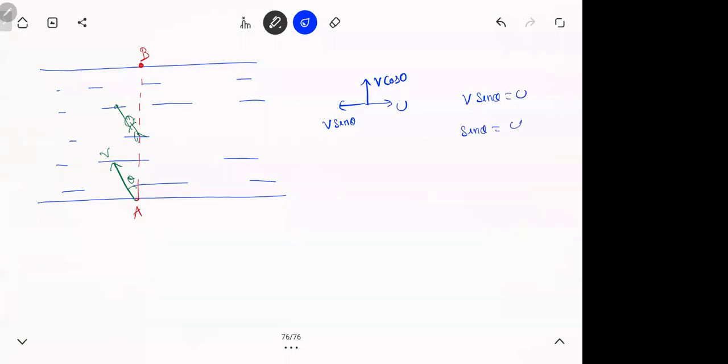So sin theta is u by v. So net, he's just going straight only. What's the time taken? Time taken to go from A to B will be distance AB by speed along AB. Now see, if you want to go along AB, you need speed along AB. Other velocities will not help you.